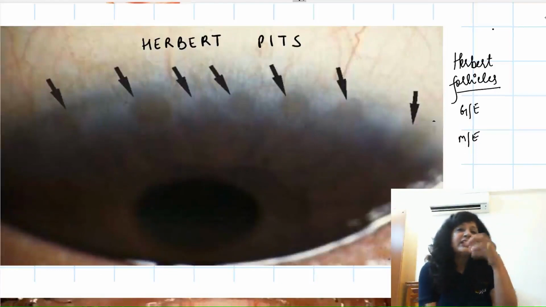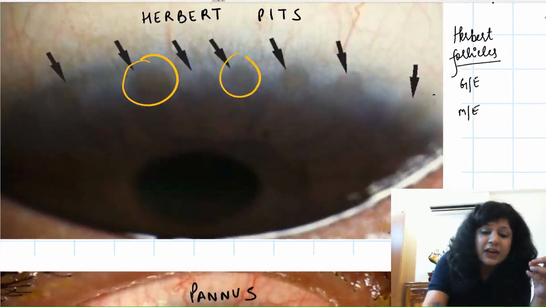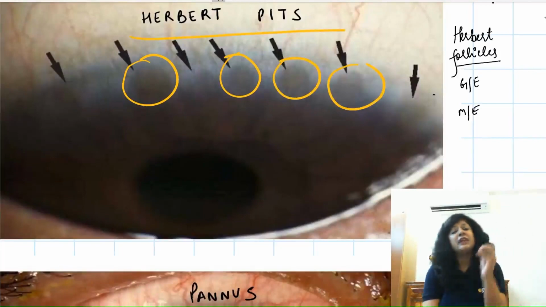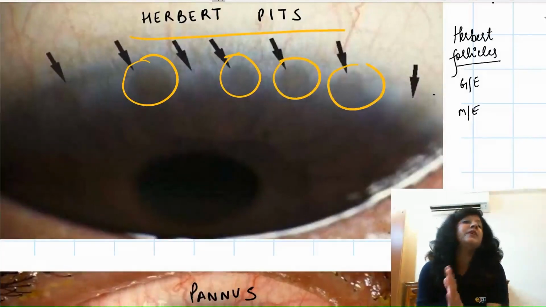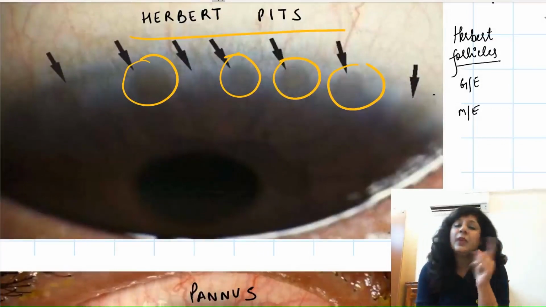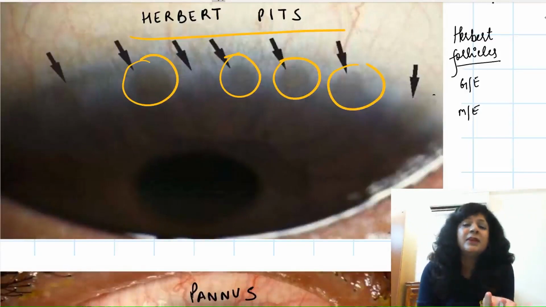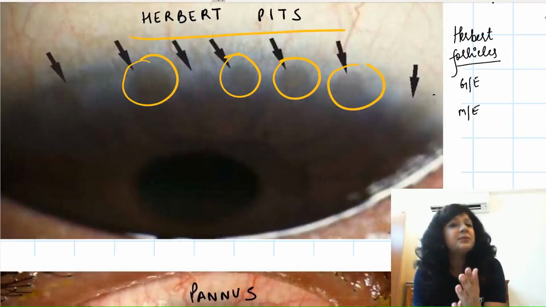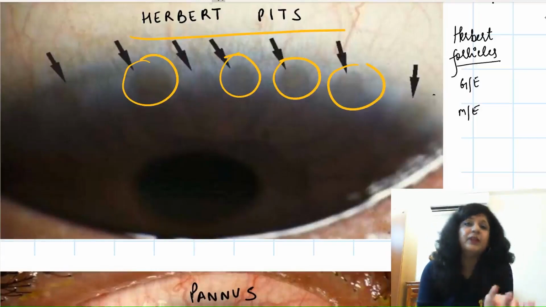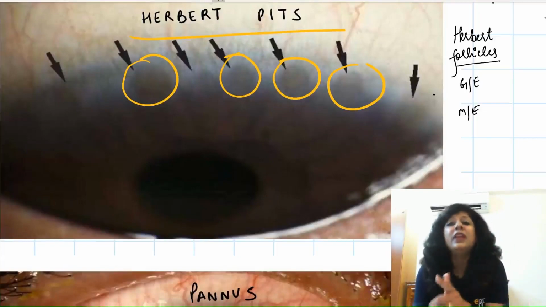Now when these follicles heal, there will be small pit-like things which are left near the limbus. These are called Herbert pits. Again, a very, very important MCQ. Herbert pits are found in trachoma. Now, the question is why we were not getting the pits in the conjunctiva, but we are getting the pits in the cornea? The reason is pretty simple. Cornea is avascular. In the conjunctiva there were no pits, but here you are getting pits. So both Herbert follicles and Herbert pits are found in trachoma.